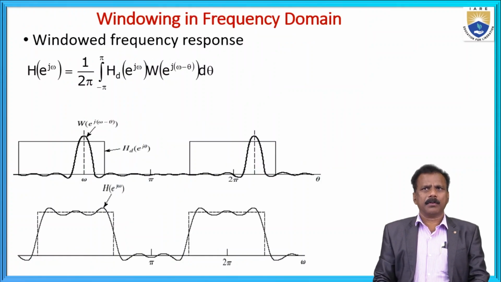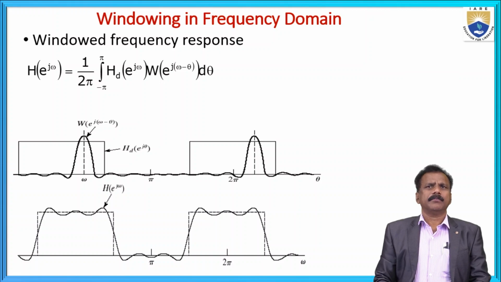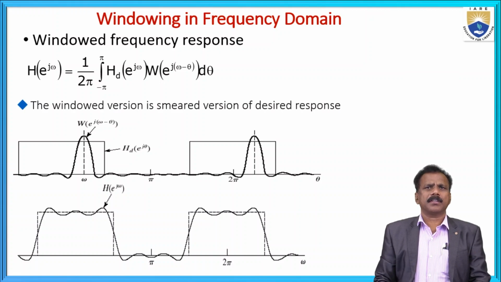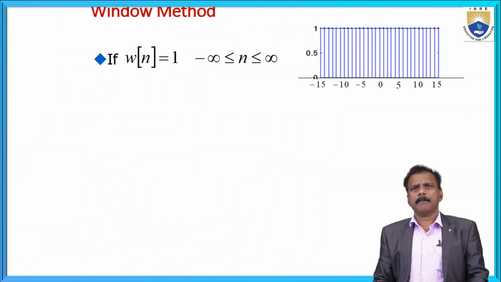Now, windowing in the frequency domain. The windowed frequency response H of e power j omega is equal to, you know that, 1 by 2 pi integral from minus pi to plus pi of Hd of e power j theta times W of e power j omega minus theta, d theta. The windowed version is a smeared version of the desired response. Like this, graphically, to verify.